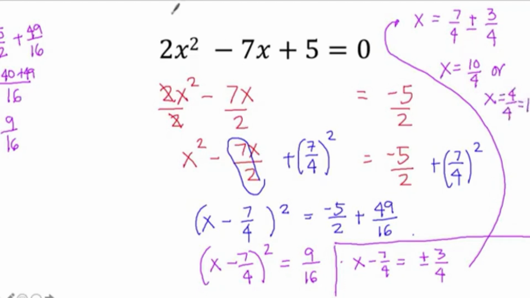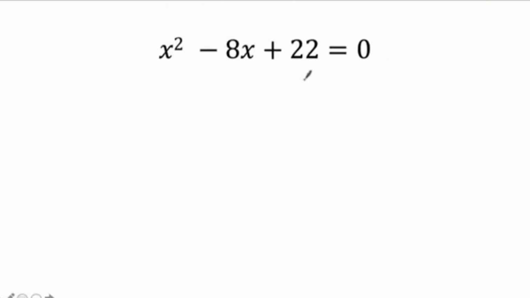So our roots are x equals 5 over 2. The lowest term of 10 over 4 is 5 halves, and x equals 1. So these are our two roots for this equation. Now let's solve another one.